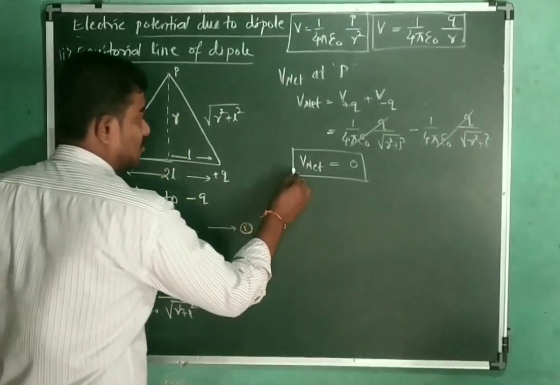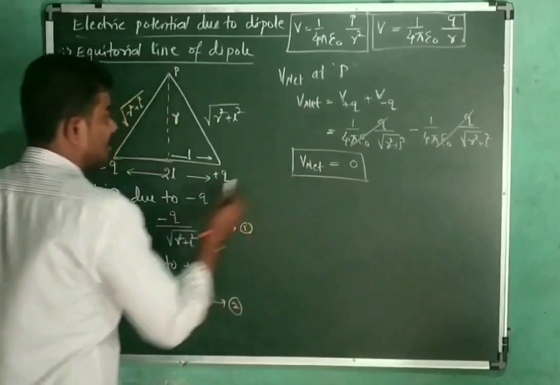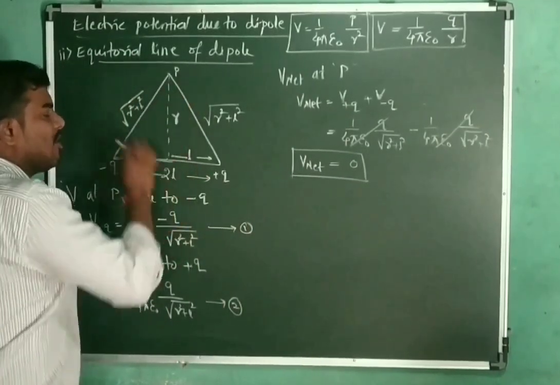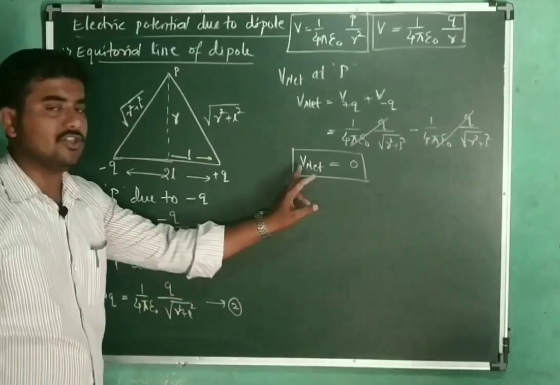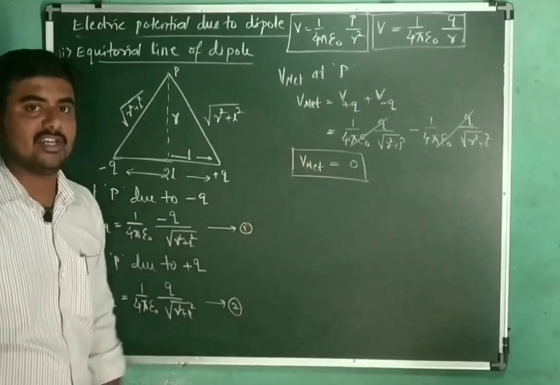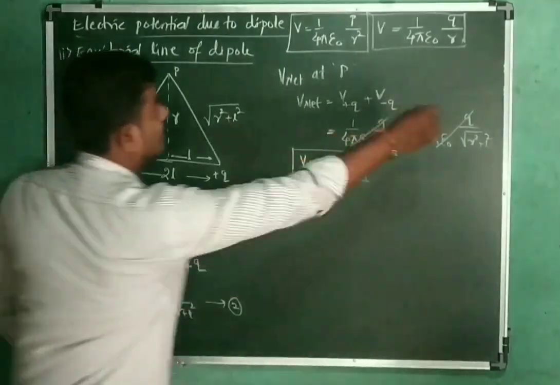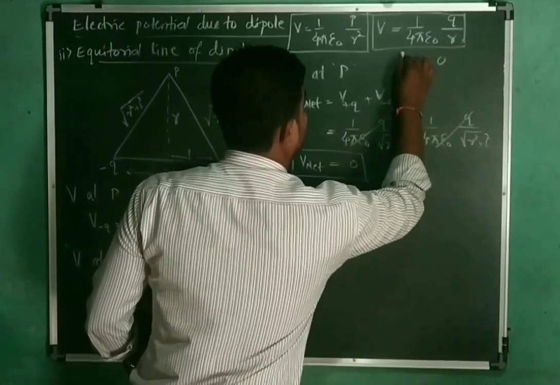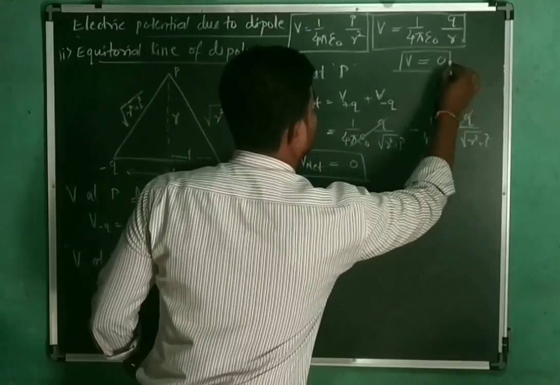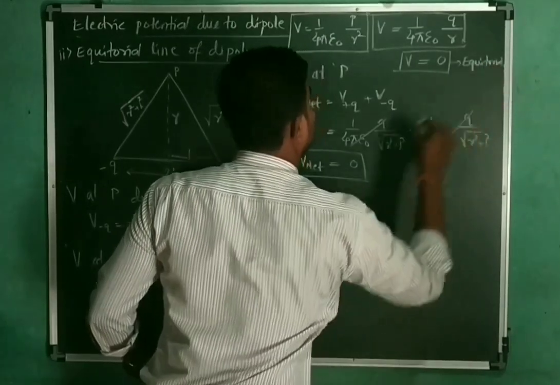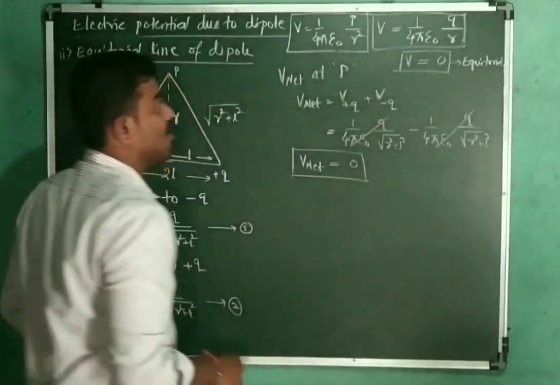So remember, this is a very important observation. Electric potential due to dipole at any point on an equatorial line is going to be 0. Electric field was not 0, but electric potential is 0. I will write here V is equal to 0. This is for equatorial, and this is for axial, and this is for point charge.